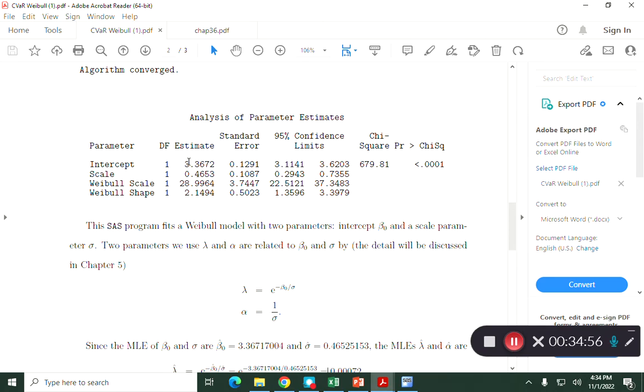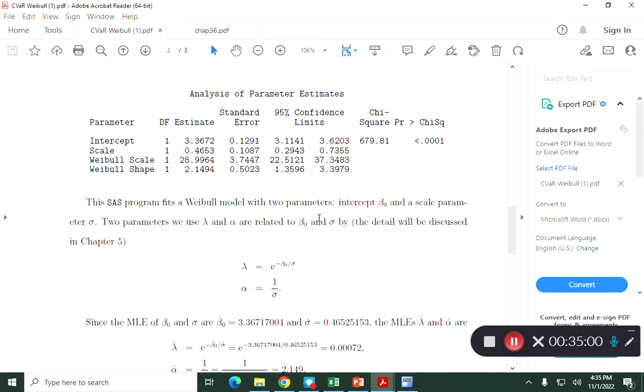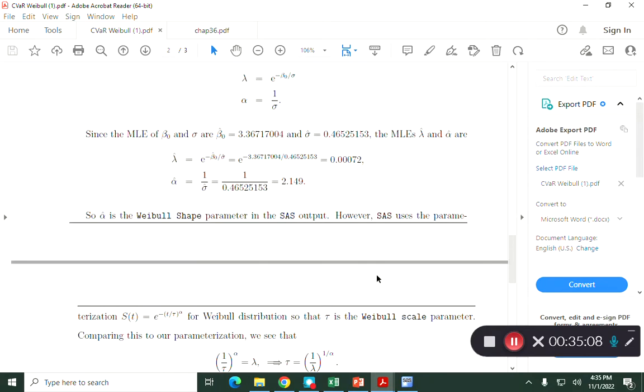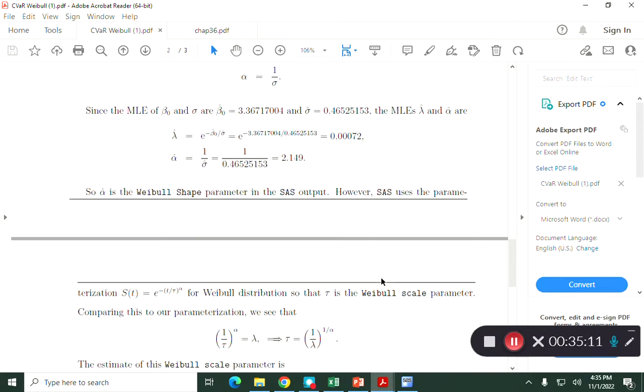and Weibull scale. They only gave us the first 2 terms. But now, if I give you the first 2 terms and ask you what the Weibull scale parameter and shape parameter are, you should be able to find them. So far, so good?